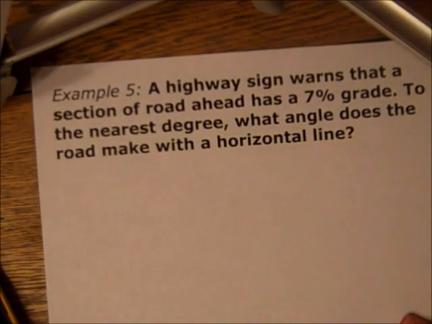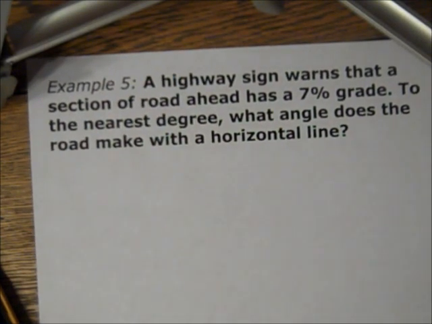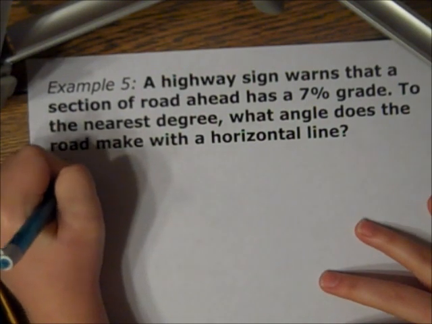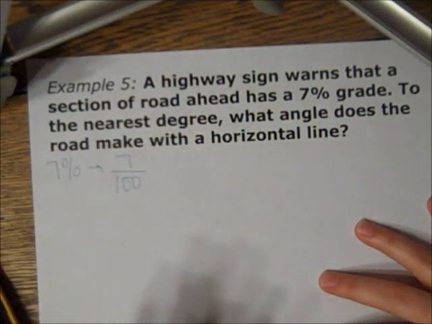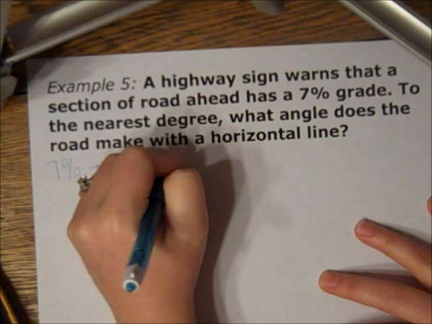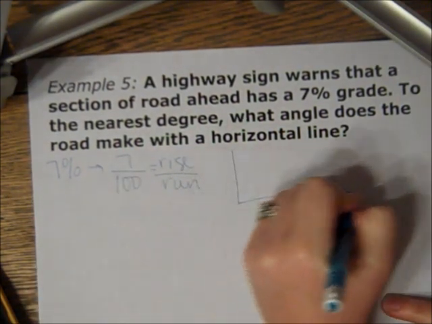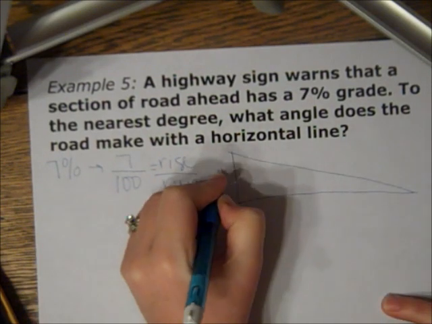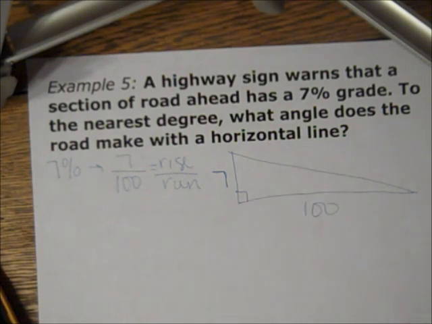Okay, our last example is the percent grade that we referred to at the beginning with the San Francisco street. Now we're going to do one by ourselves. So a highway sign warns that a section of road ahead has a 7% grade. Now we just learned, anytime you have percent, you just change it by putting it over 100. And now this is like your slope. This is your rise, and this is your run. So we're going to create a picture based on this information. I'm going to rise up 7 and run over 100.